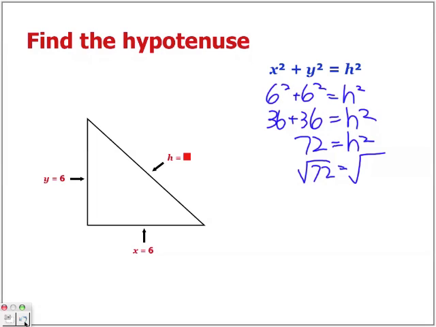Do you guys understand why we're doing the square root? Basically what Rita's trying to say is that here we squared it, and in order to cancel it out, we have to square root it.